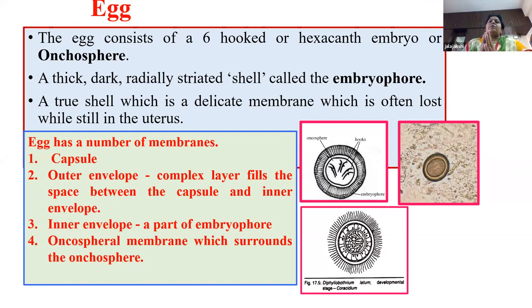So they are more resistant to all environmental conditions. The developmental stage, which comprises a ciliated embryophore containing the oncosphere, is called the coracidium. This is the third picture showing the coracidium.